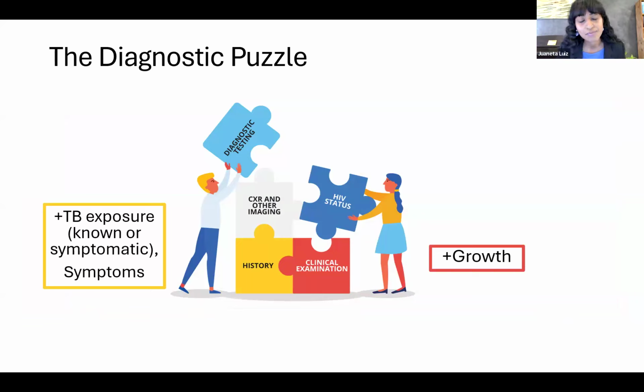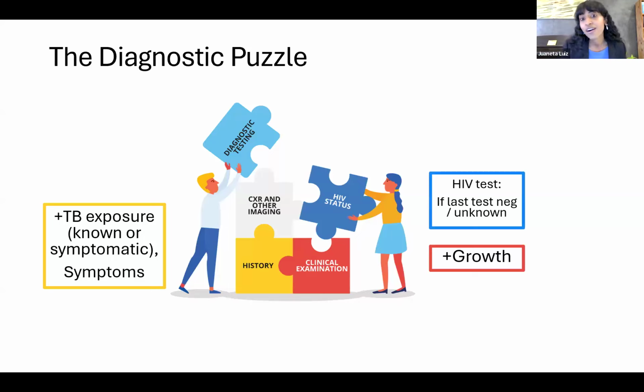And if there are any puzzle pieces missing, you might miss out on the full picture. So we try and get as many as possible. Our base is history and clinical examination. History obviously includes symptoms, but it also includes TB exposure, either a known exposure or a symptomatic contact that needs to be investigated. Clinical examination should always include plotting growth. And this is a puzzle piece, we can't leave out HIV status.